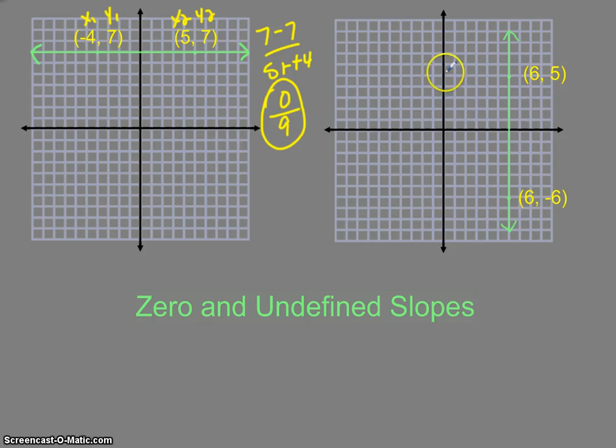Let's see why we call this horizontal, vertical line an undefined slope. x1, y1, x2, y2. So it's negative 6 minus 5 over 6 minus 6. Well, that equals negative 11 on top. That equals 0 on the bottom. You can't divide by 0. Anytime in mathematics when we divide by 0, we call that undefined. So that is why this one is called an undefined slope, and this one is called a zero slope.